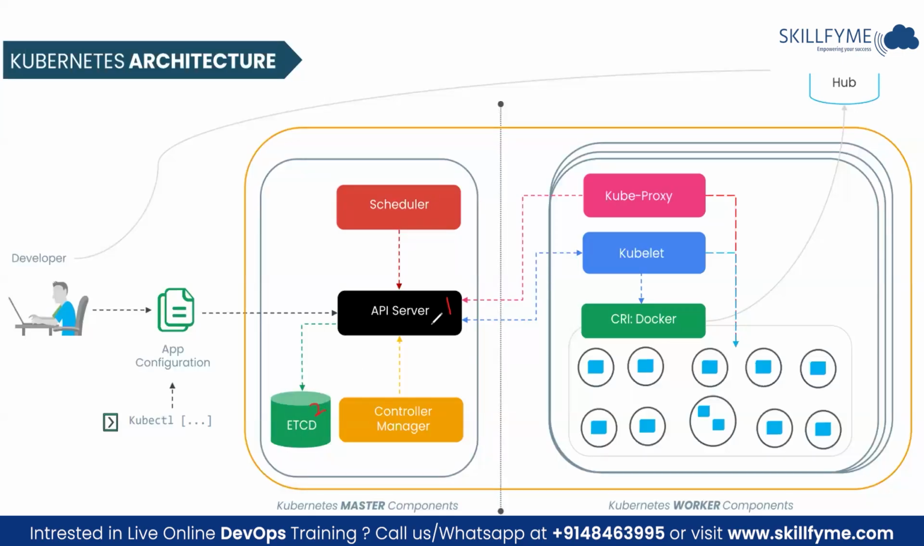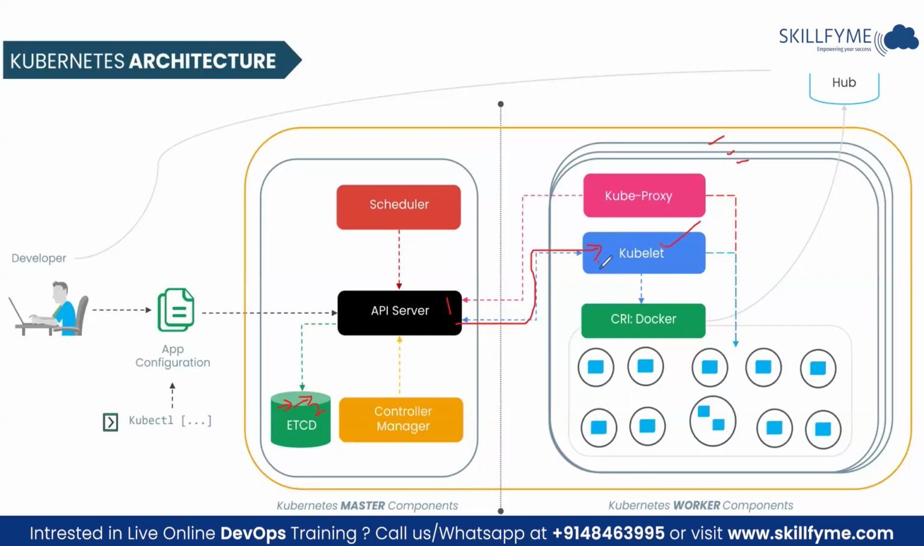So once the API server updates the request in etcd, the scheduler will identify the request through the API server, and based upon the request, it will identify a healthy node from the cluster. Got it? So that healthy node will be identified and assigned against that request. Once the healthy node is identified by the scheduler, the API server will connect to that node's agent called Kubelet and share all the required details for deployment.